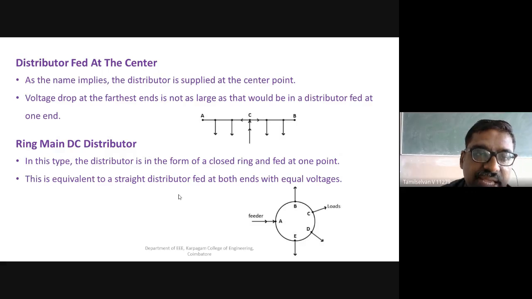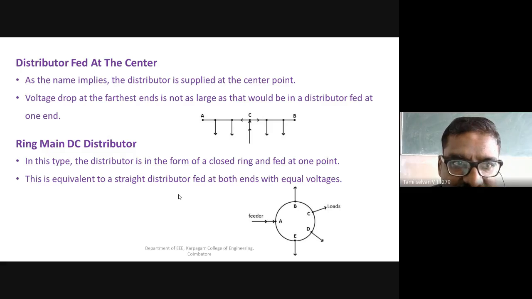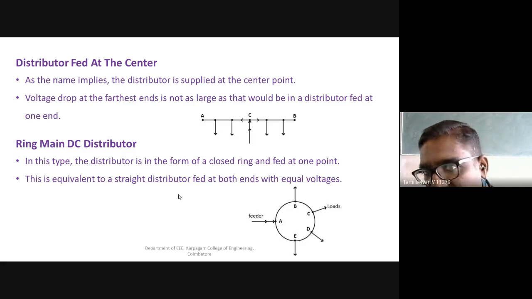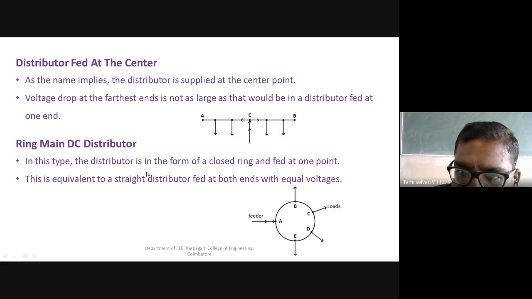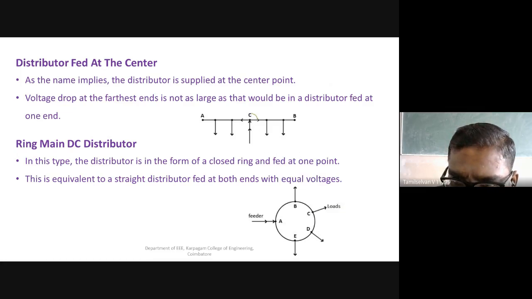Suppose the distributor is fed at the center; that is called center point feeding. You can see here that the load is supplied at the C point. This is going to be supplied, and this goes to B. Automatically, assume this has my I1 load. This is my I2 load, and here I3, and this is I4.